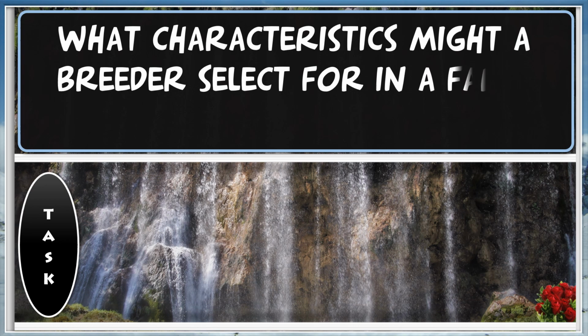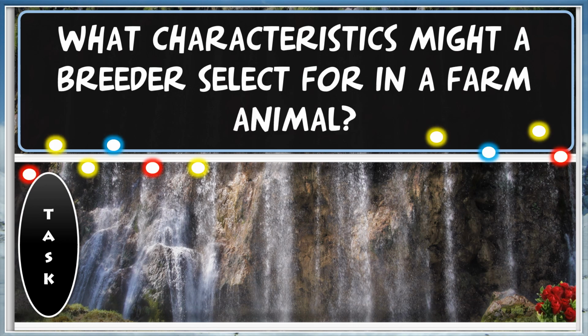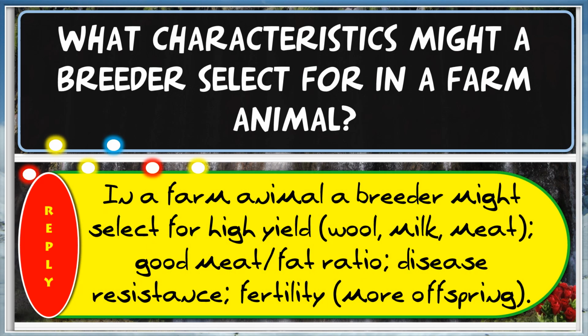What characteristics might a breeder select for in a farm animal? In a farm animal, a breeder might select for high yield of wool, milk, and meat, good meat-fat ratio, disease resistance, fertility, that is, more offspring.